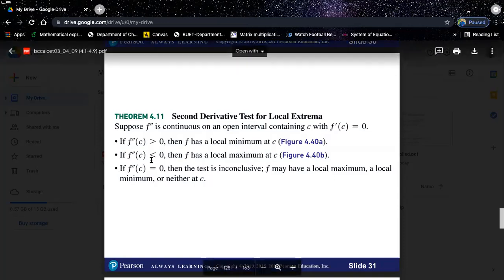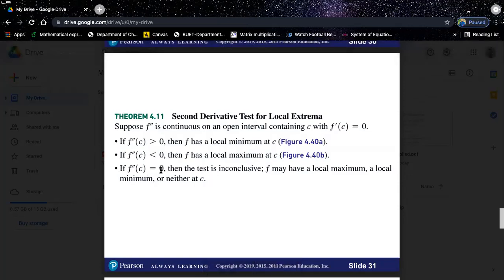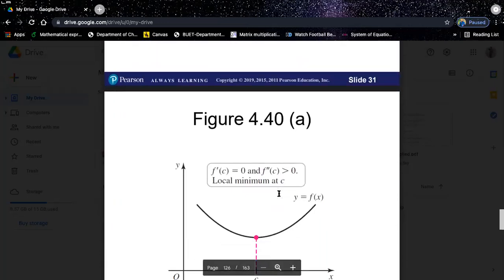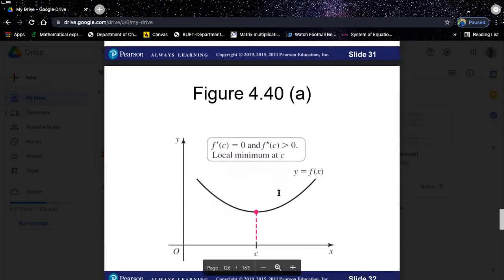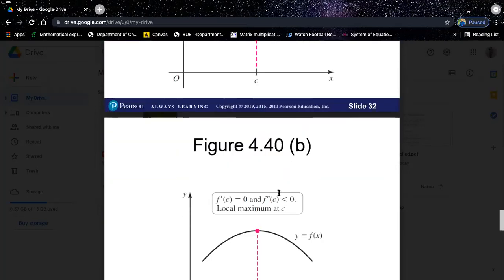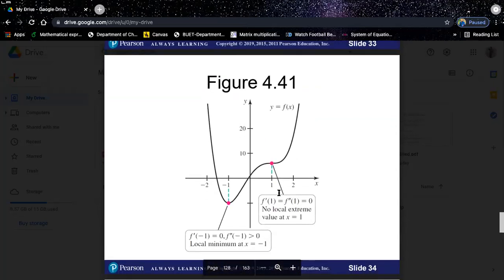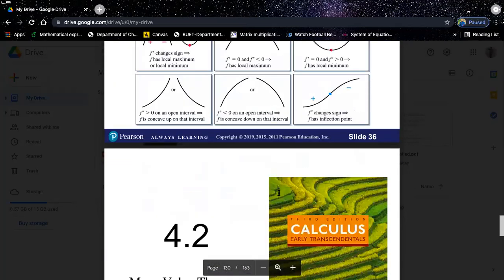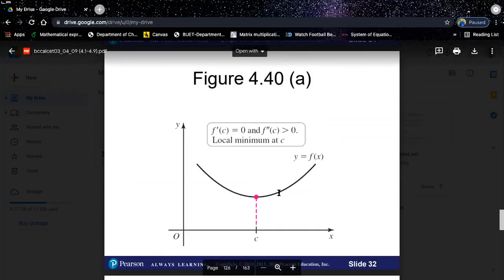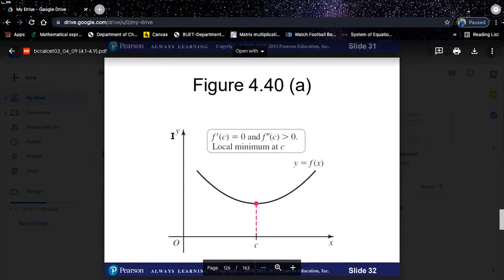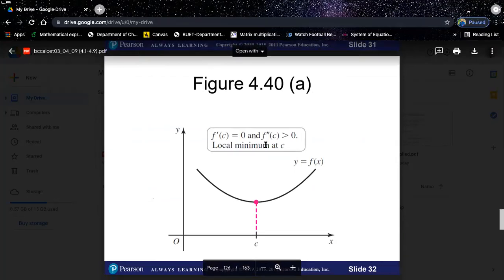Okay. And if we plug in the critical point and the second derivative gets 0, then we can't really conclude. We need to do further investigation. We'll see those as well. Okay. So let's see some examples of this, and then we'll practice one or two, okay?